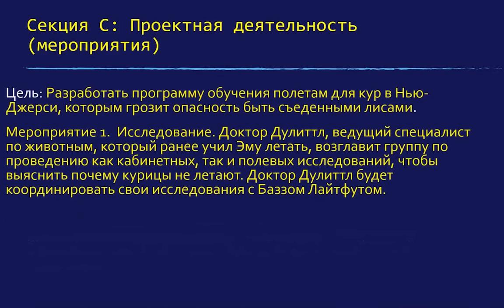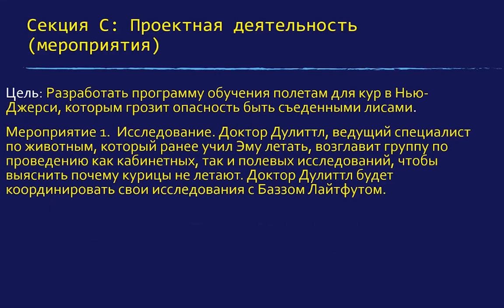So what many people do is include activities directly under the objectives. It's hard to see in the PowerPoint, but you'll see at the end. We found that this method, where you have the activities right underneath the objective, is much easier for the grant review committees to look at. I'll talk about the structure later on, but let me just go through this. In this particular case, my objective is to establish a program to train chickens in New Jersey who are at risk of being eaten by foxes to fly.